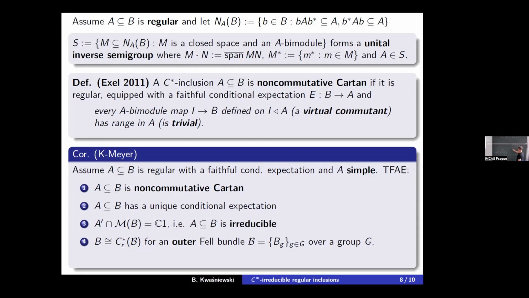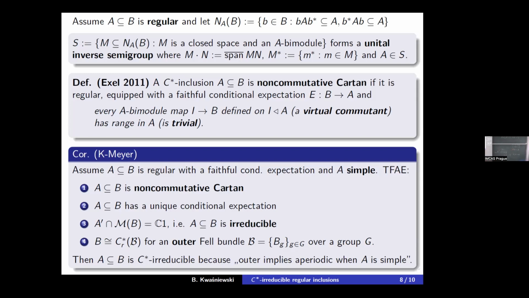because these relations will tell you that each of these guys is an ideal in A. But if A is simple, this means that they have to be equal to A. And A is the unit in our inverse semigroup. So this means that this inverse semigroup is in fact a group. And this gives you this nice description by just Fell bundles over a discrete group.